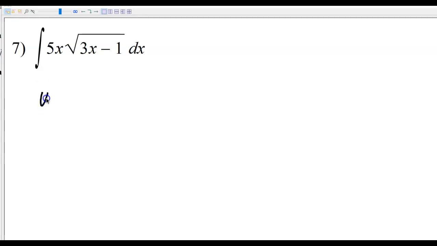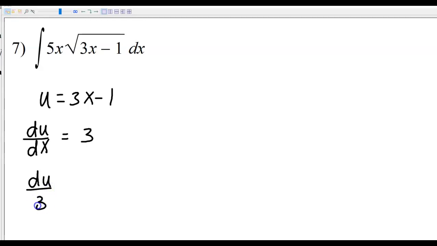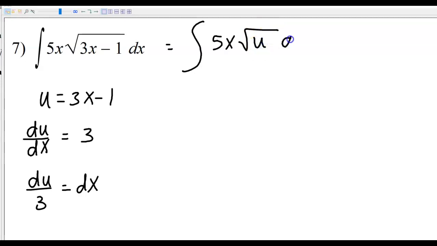So once again, you start with the part that's inside the parentheses. You find the derivative of that, you get the dx by itself. You do your u substitution. All right, fair enough. But we have a little bit of an issue here. We have an x still. The x isn't going to cancel out.